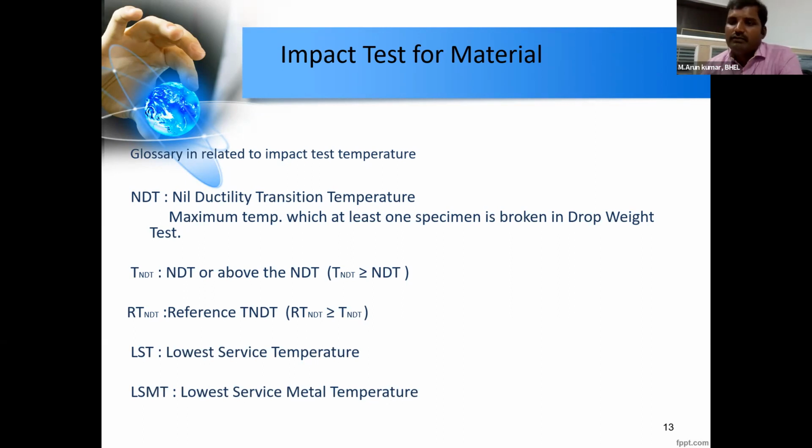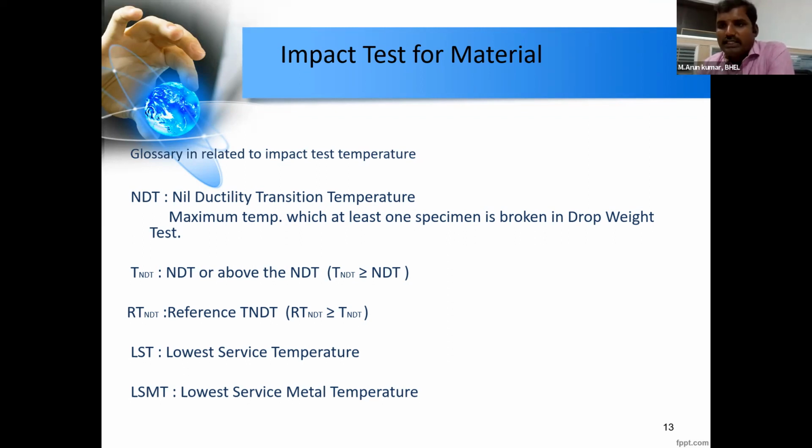What happened when we test the test coupons after this heat treatment, we are ending up with loss in ductility of the material. So this is one of the major concerns we are facing in material selection, sir.